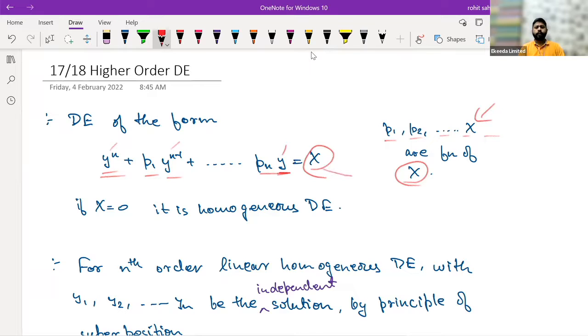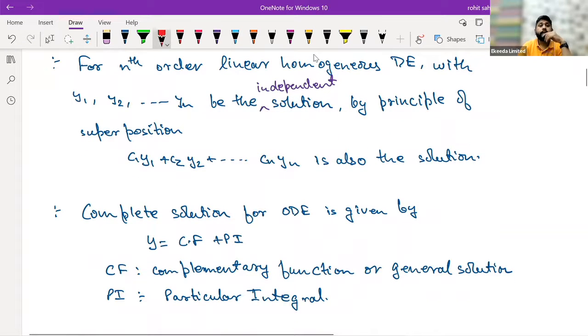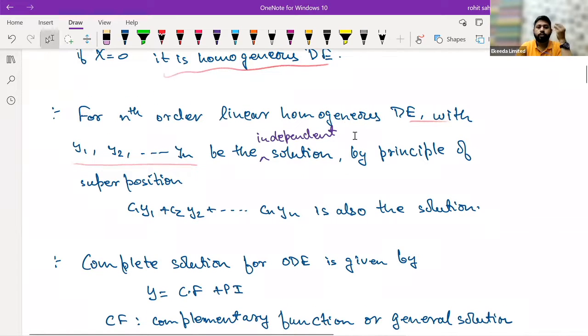And also we saw that if the right hand side function becomes 0, this differential equation becomes homogeneous. Now with this information जो हमने already ले रखी है, पिछले क्लास में भी हमने देखा था, nth order linear homogeneous differential equation. So these were the terms here. Let's say that these y1, y2 are the actual solutions. With the independent solution, by principle of superposition, we can say this.